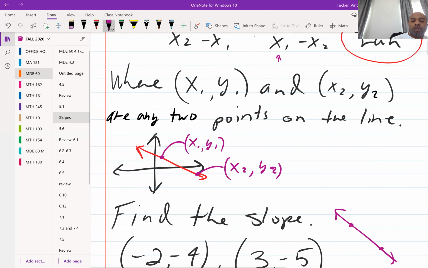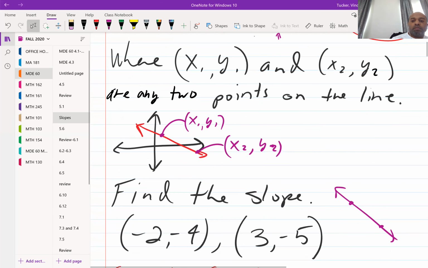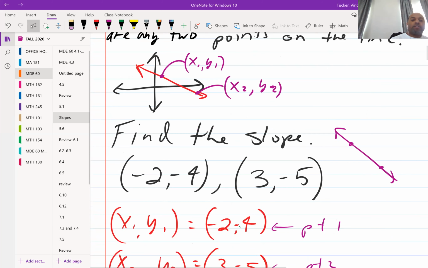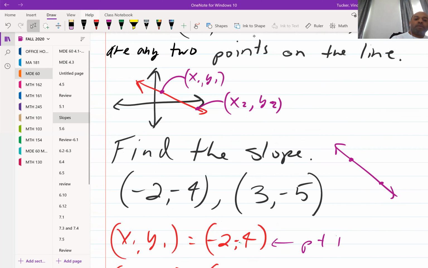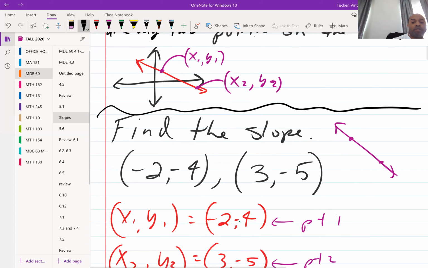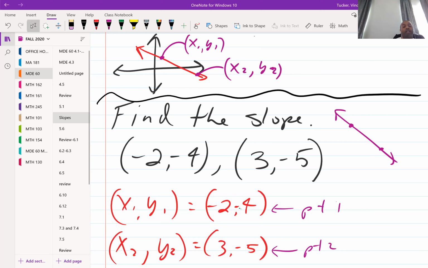All right, scroll up. The first example they could ask us when it comes to the slope is they give you 2 points and tell you to find the slope. So here we have (-2, -4) and (3, -5), and we want to find the slope. These are 2 points that will be on the same line.